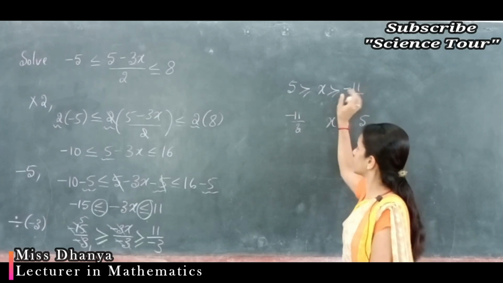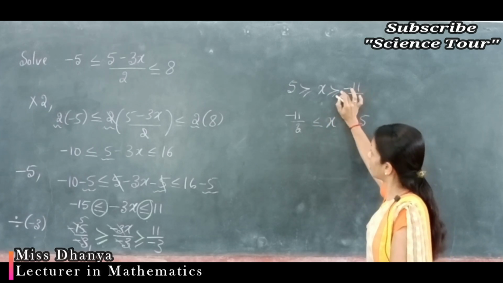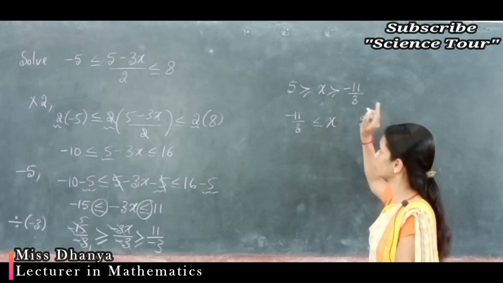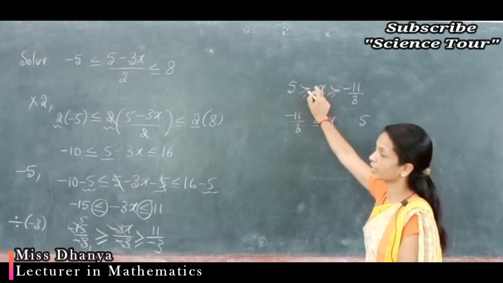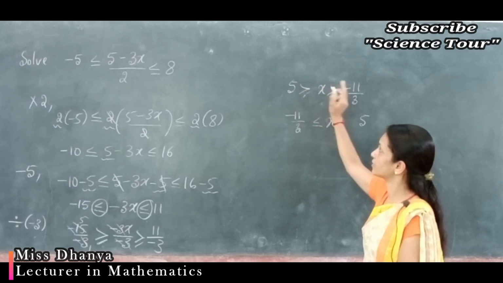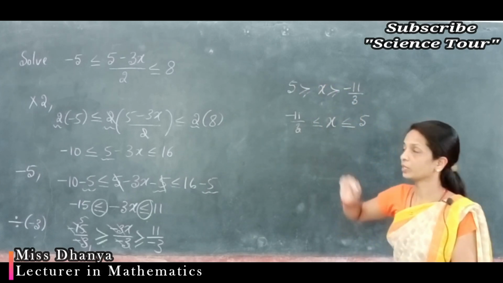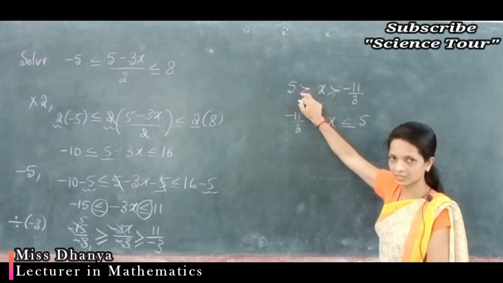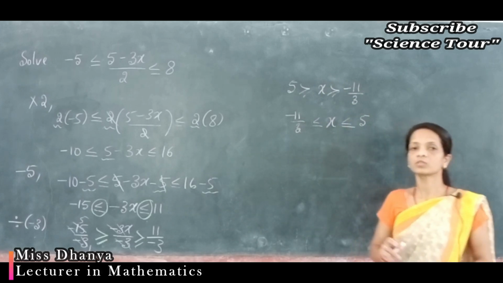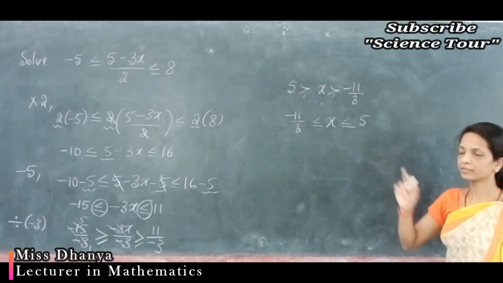On the -11 by 3 side, -11 by 3 is the lesser side of the symbol, so here you have to write less than or equal to. And x, which side of the symbol is it on? This side, so here also you write less than or equal to. Here x is on the lesser side of this inequality symbol. So here we used the less than or equal to symbol. This is the solution of that double inequality.